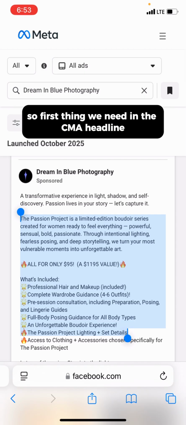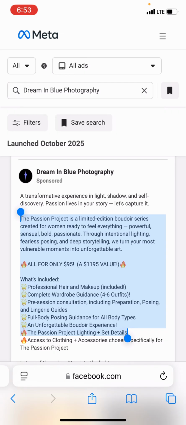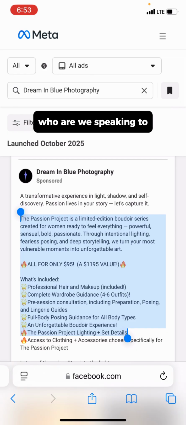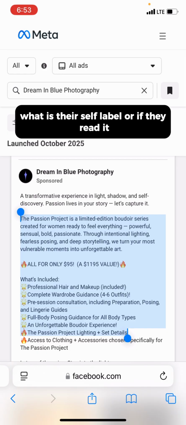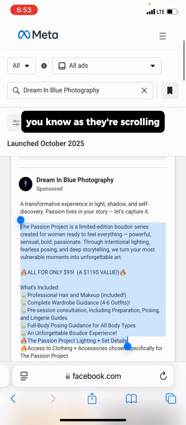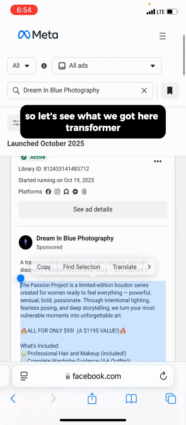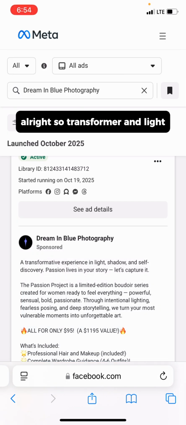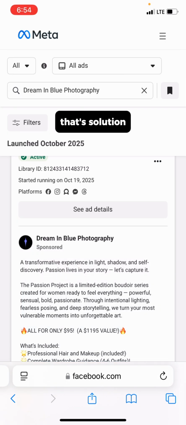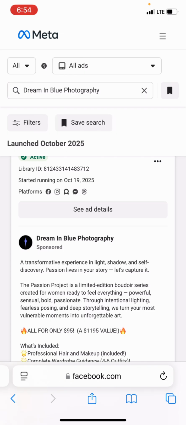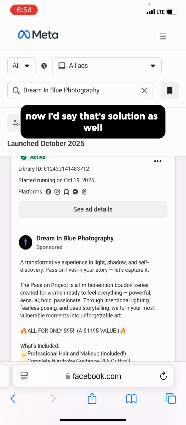So the first thing we need in the see more headline, of the 4 specific attributes, is a who. Who are we speaking to? What is their self-label? Or if they read it as they're scrolling, they say, oh my God, that's me. So let's see what we got here. Transform in light shadow. All right, so that's solution. Passion lives in your story. Solution, let's capture it. Now I would say that's solution as well.